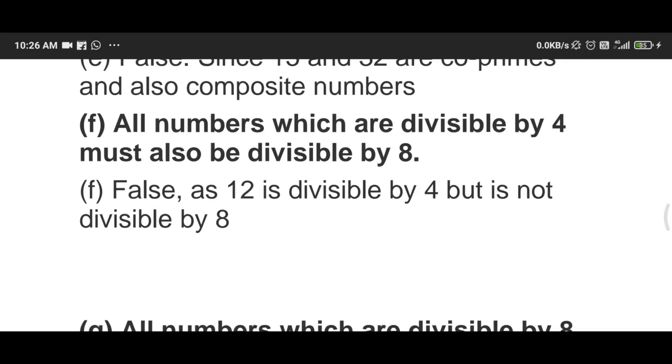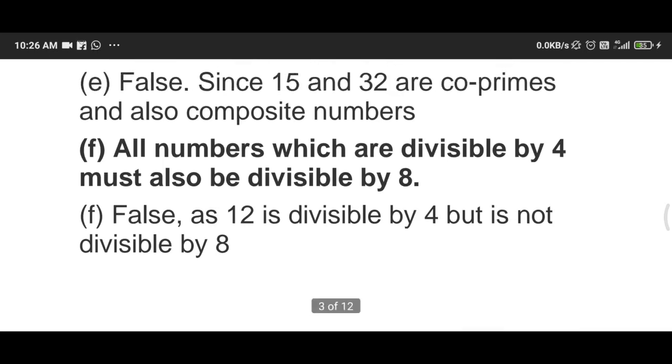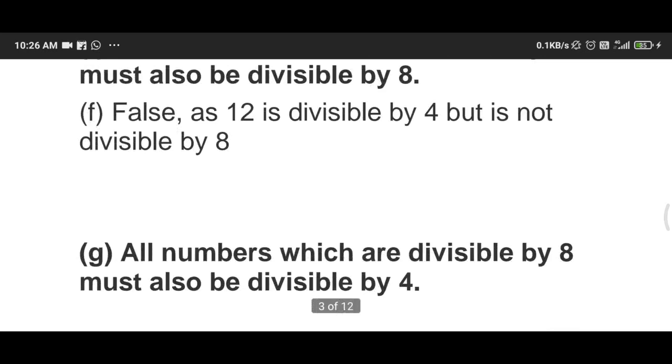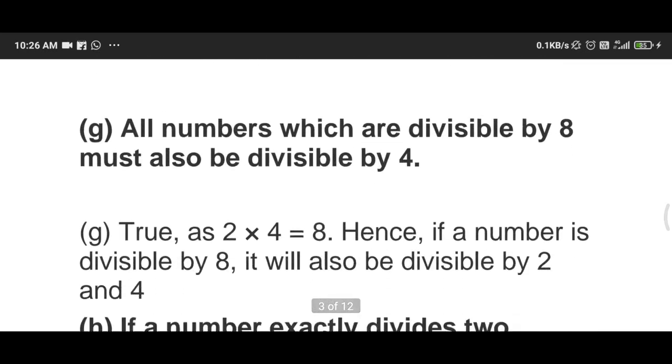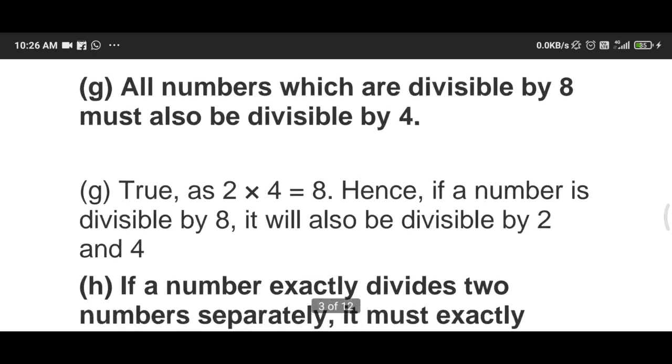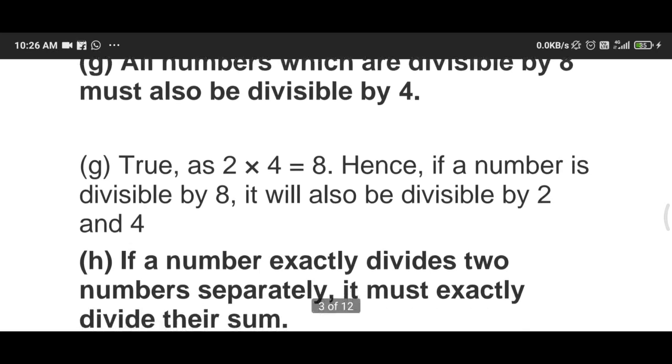Now F part: all numbers which are divisible by 4 must be divisible by 8. It is also false because 12 is divisible by 4 but it is not divisible by 8. Now G part: all numbers which are divisible by 8 must also be divisible by 4. It is true. The factors of 8 are 1, 2, 4 and 8, so whatever numbers are divisible by 8 are also divisible by its factors.